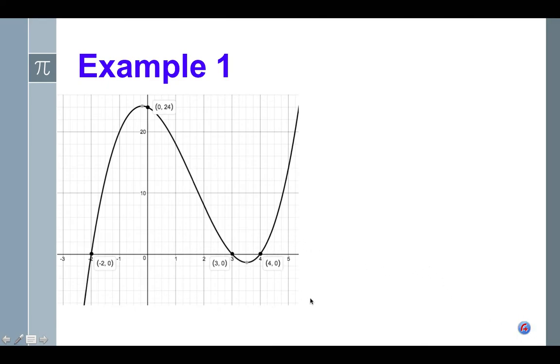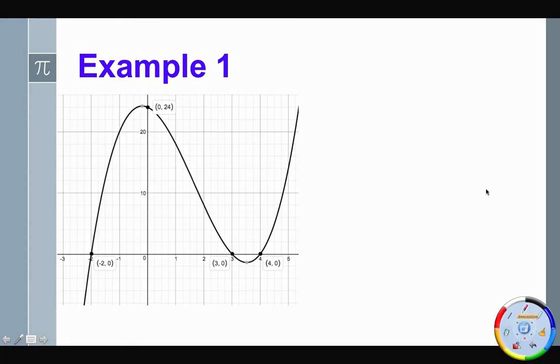So here we have a polynomial graphed. I know it's going to be an odd degree because it starts down on the left and up on the right. So I'm just going to make a note. I'm going to look at this and I'm going to go, okay, here's my zeros. There's a 0, there's a 0, there's a 0. Those are my three x-intercepts, and there is my y-intercept.